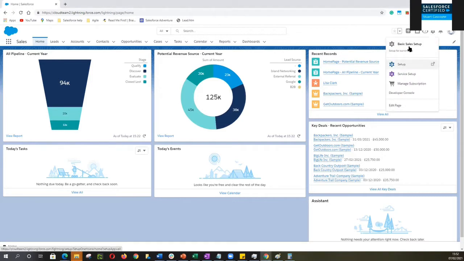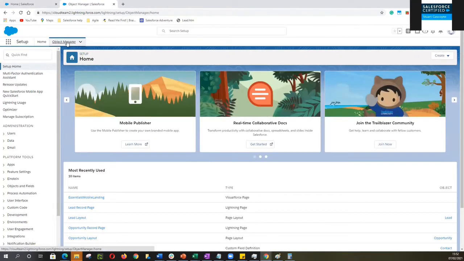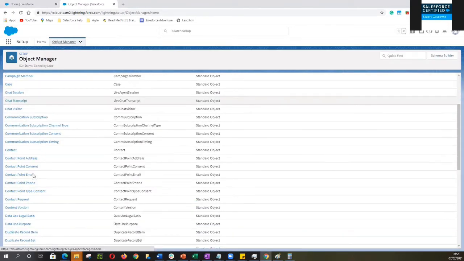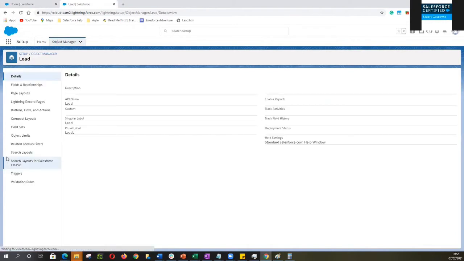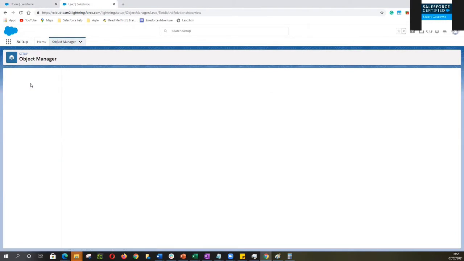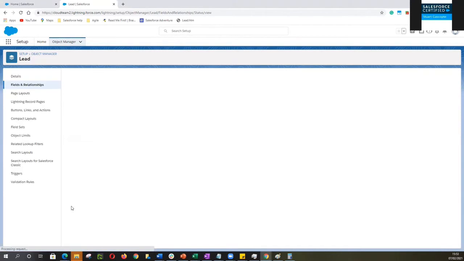So go to Setup, go to the Object Manager, and select the lead object. Go to Fields and Relationships. The steps in the lead management process are recorded in the lead status field. Out of the box, the lead status field has some predefined values, but I wanted to make some changes. Let's have a look at those.